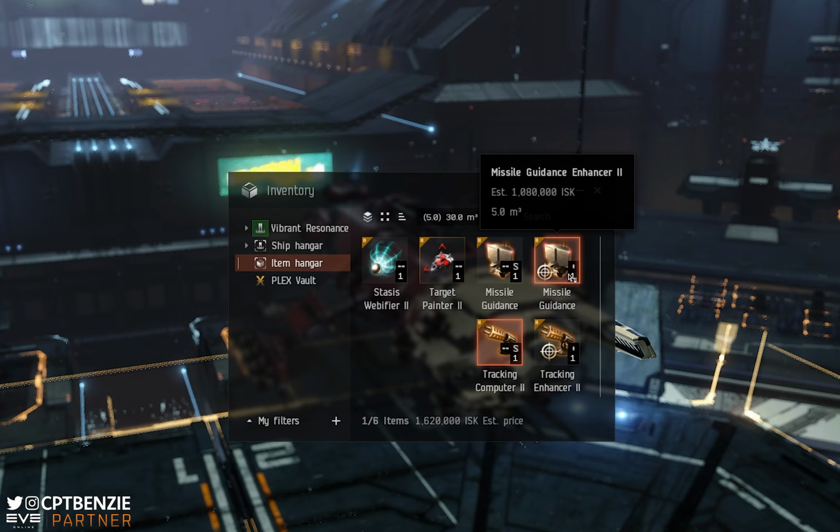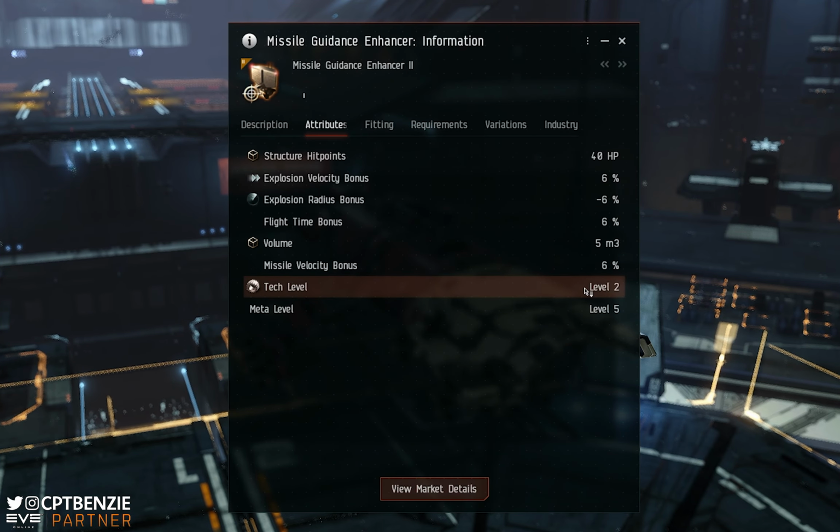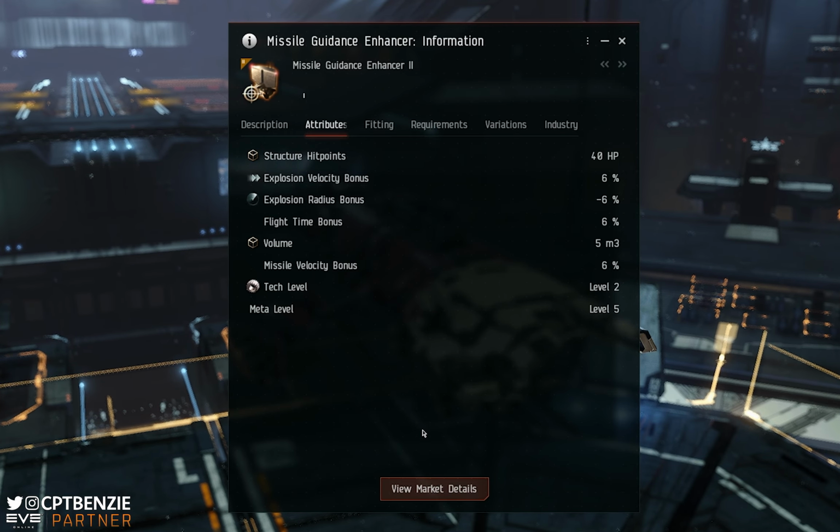Finally then, our fourth and final type of tracking or application enhancement we can look at are the enhancers. Now, unlike the previous three module groups we've looked at, enhancers are low slot modules. The other three, the Webifier, the Target Painter, and the computers, are all mid slots. The enhancers are low slots. And if we look at a missile guidance enhancer, you can see having this fitted gives us an explosion velocity bonus of 6%, an explosion radius bonus of -6%, and a flight time bonus of 6%.